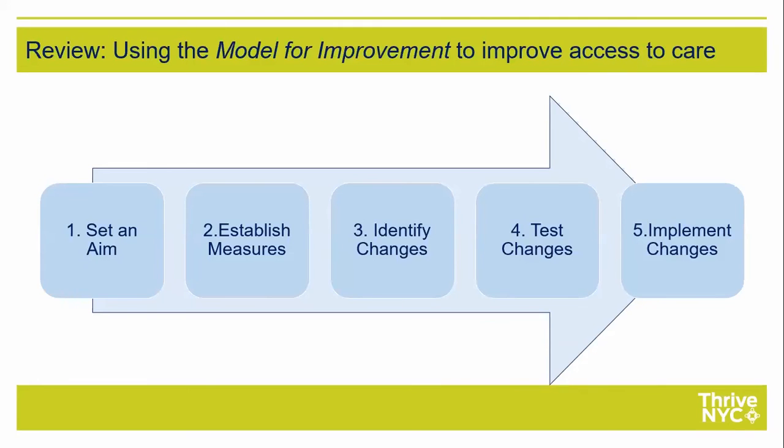All right, that was a lot of information. So let's review using the model for improvement to access care. First, set an aim, identify what you are trying to accomplish. Then figure out what success looks like and how you will know if you are accomplishing it by establishing some of these measures. And then identifying the changes, figuring out what types of changes or programs that you want to do to achieve your goals. Then testing the changes, making those different shifts once you learn new things about each of these programs and how it works in real life, and then implementing those changes and spreading them across the organization.